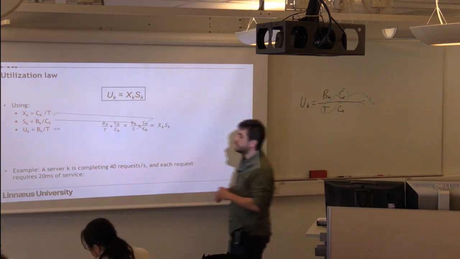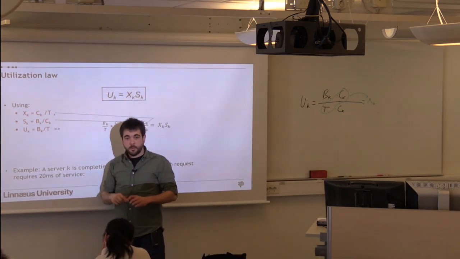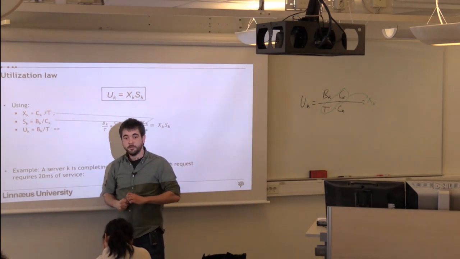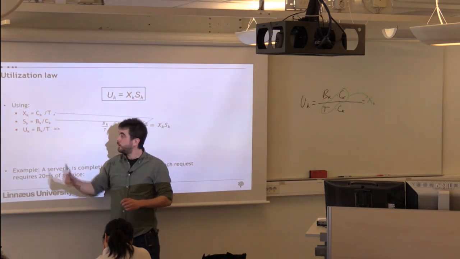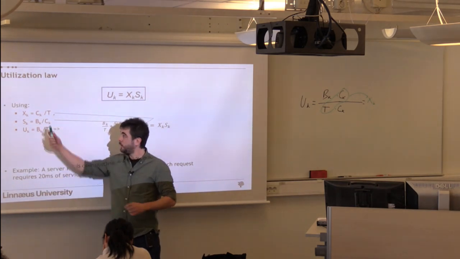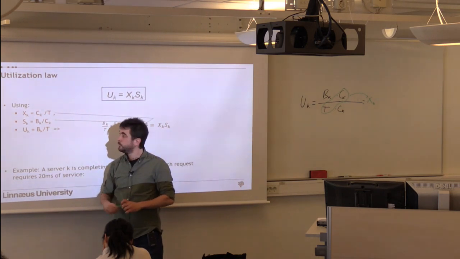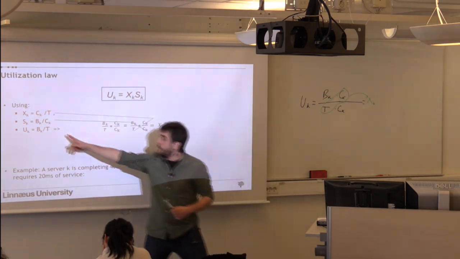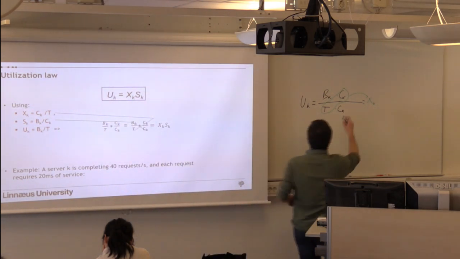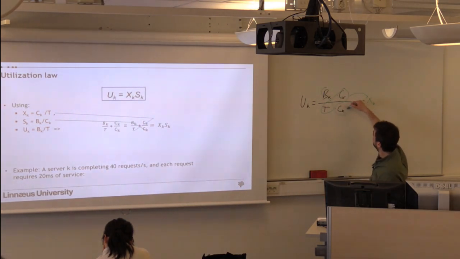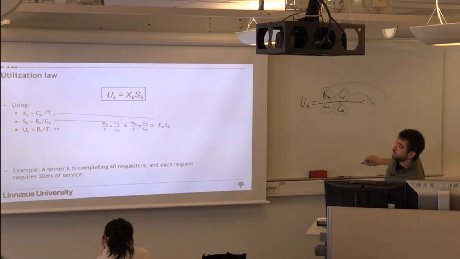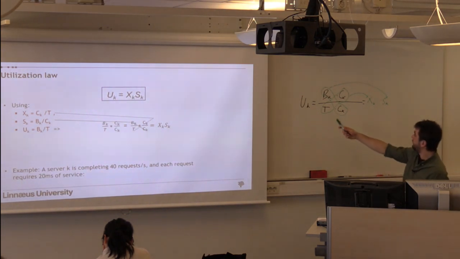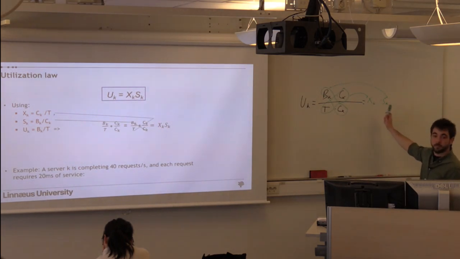And we saw as well that the amount of time we observed that the system was busy divided by the number of completions was the service time. So if the system was busy during 10 seconds and it produced 5 jobs, the service time of each job was 2. We applied this rule as well, and we have here B divided by C, so we can put S sub k. So the utilization is equal to the throughput multiplied by the service time.